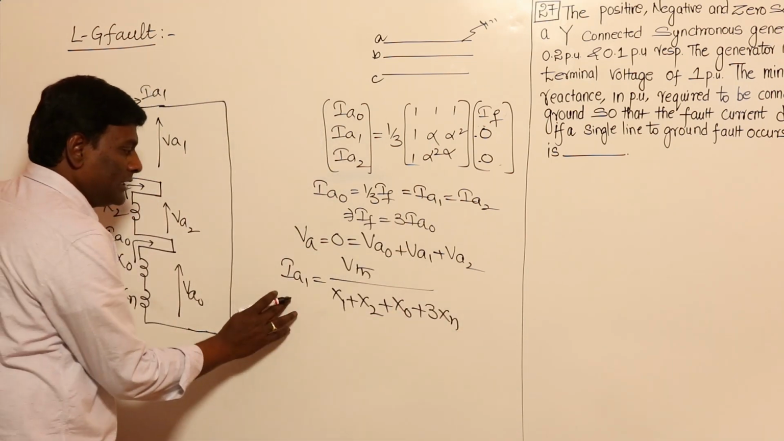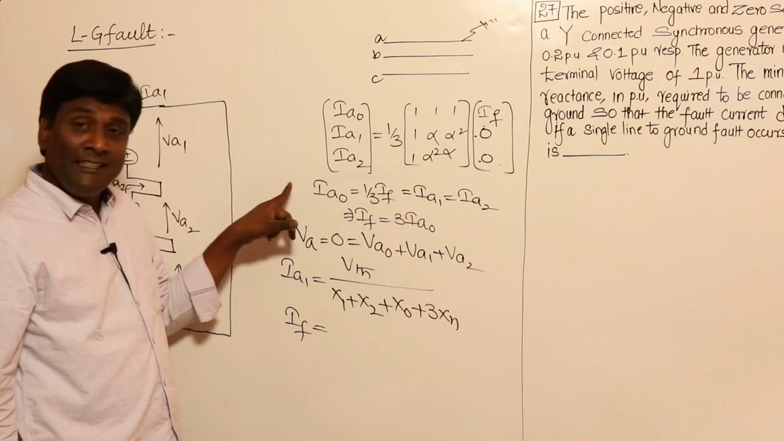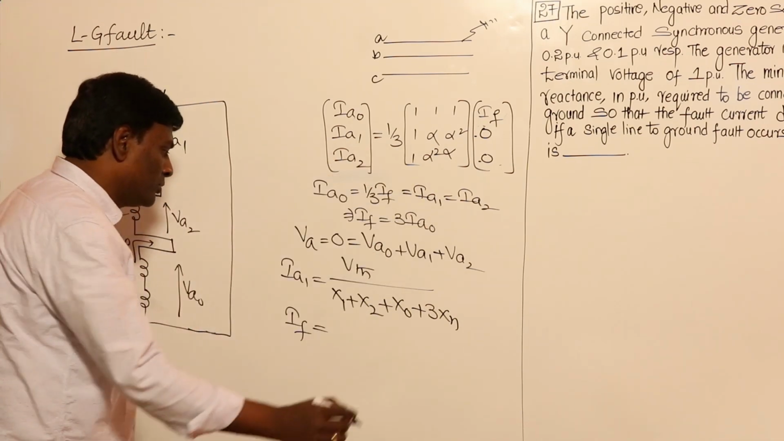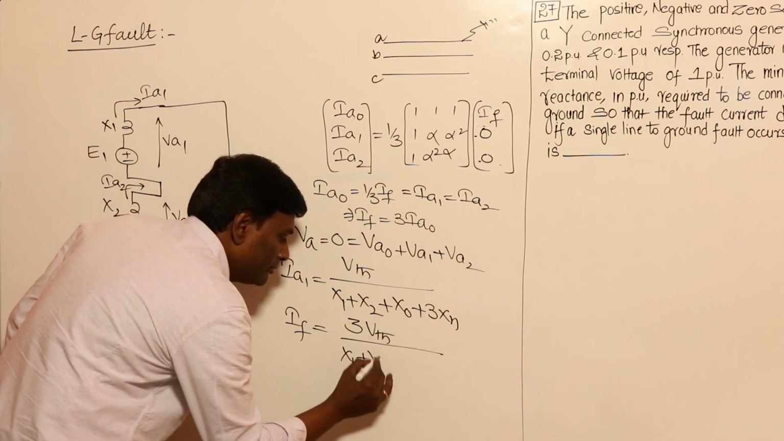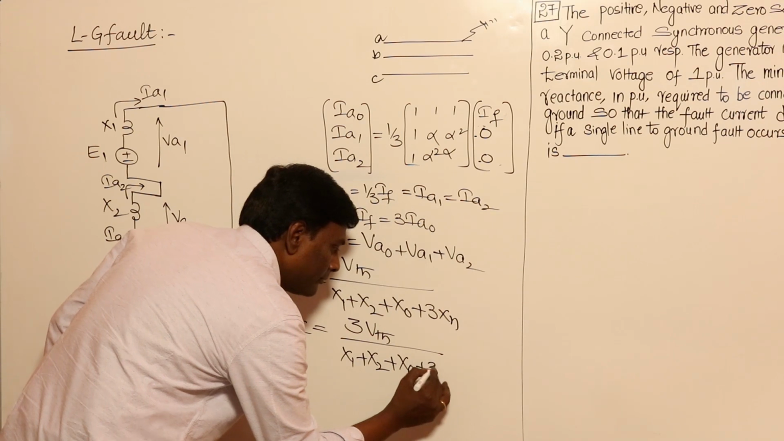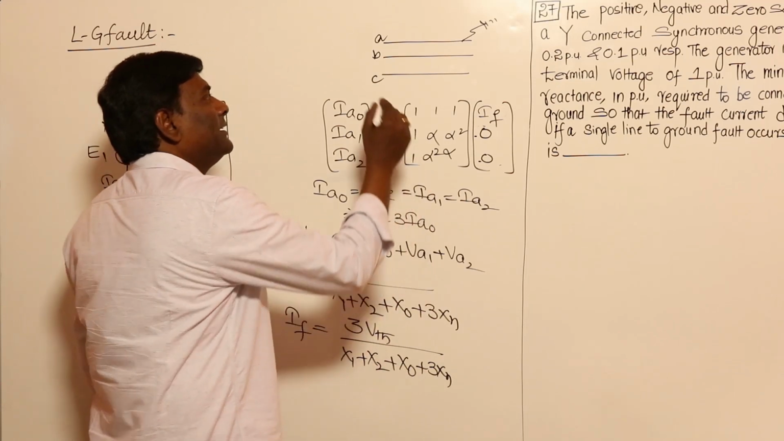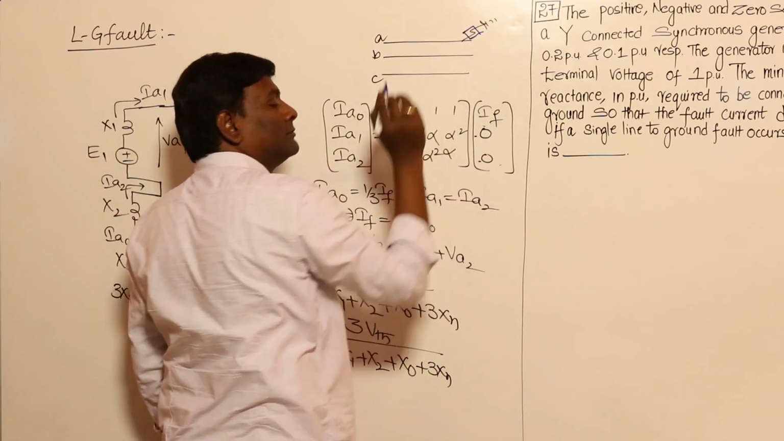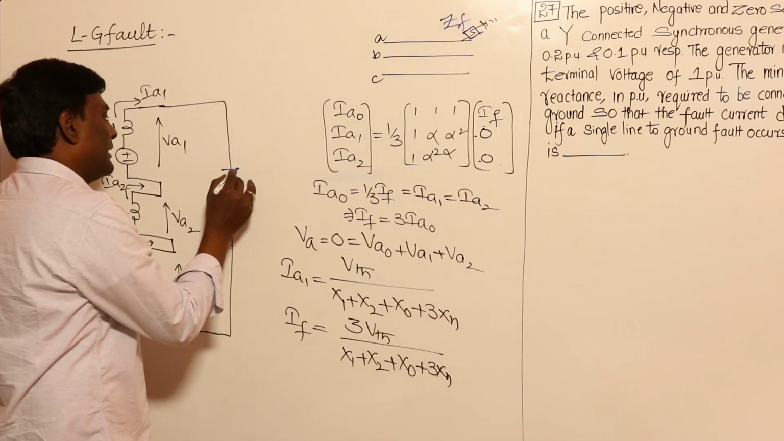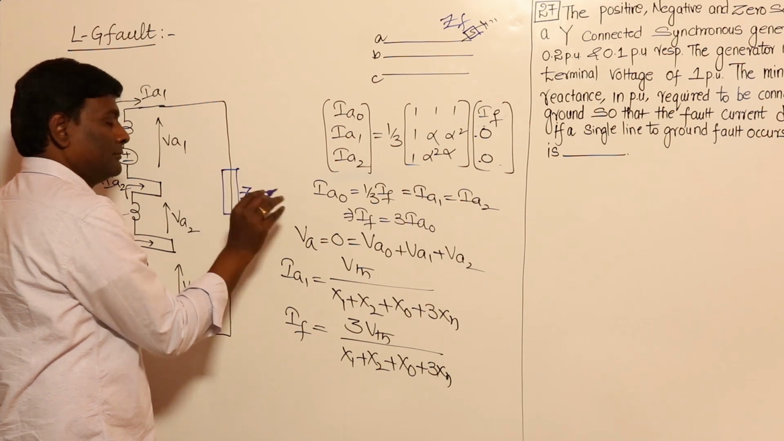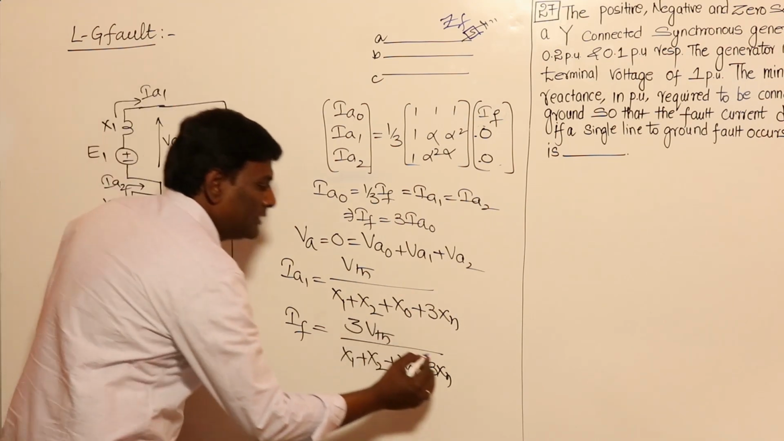Now if I want to calculate the fault current, it is going to be 3 times IA0, or 3 times IA1, or 3 times IA2. So the fault current is going to be 3 times V Thevenin divided by positive, negative, zero sequence reactances. The line to ground problem is solved. If the fault occurred through some fault impedance ZF, that fault impedance should be added here, multiplied by 3, so it is going to be 3 ZF.